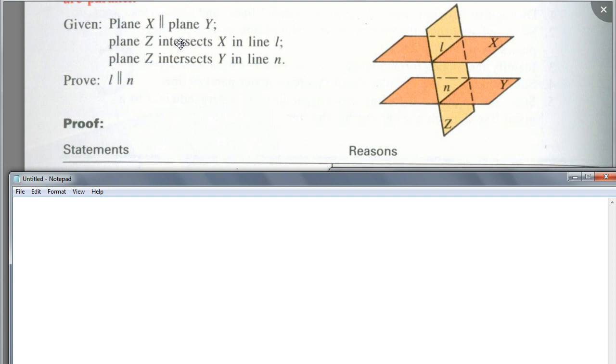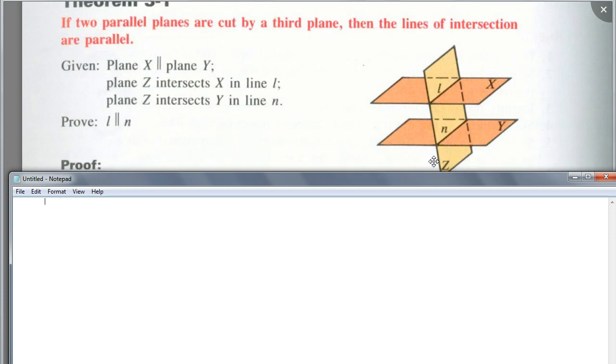Go back to your theorem, I guess we'll go back. Which part of the theorem tells us that plane Z intersects X in line L, plane Z intersects Y in line N? Yes, sir? Exactly. If two parallel lines are cut by the third plane. So the two parallel line part is right up here.